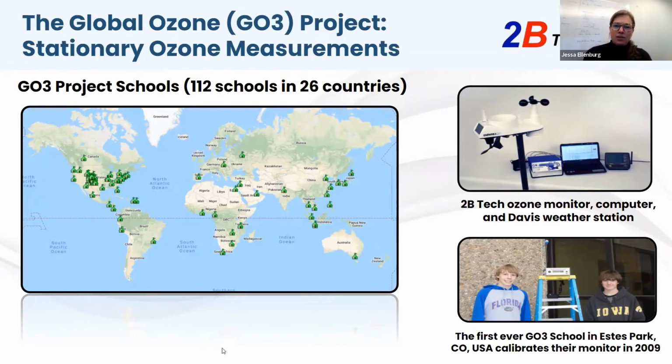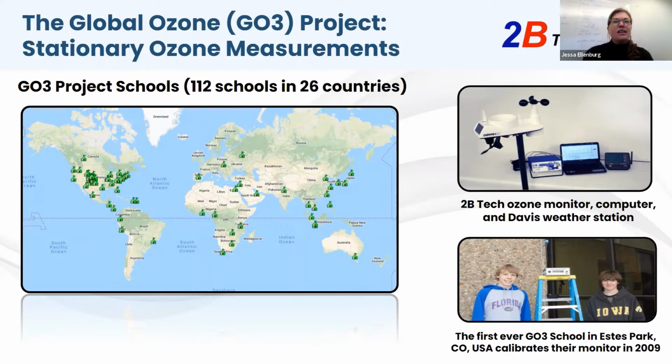The top picture shows the equipment that we sent the schools, which included the 2B Tech ozone monitor, a computer, and a Davis weather station. I included the picture of the students because it's one of my favorites, and it was a very proud moment for us. This is a picture of when Estes Park High, a school in Colorado, became the first ever GO3 project school. In this picture, they're calibrating their ozone monitor with a portable 2B Tech ozone calibrator. We were really excited to kick off the GO3 project, and it's been quite a journey over the last 10 years.